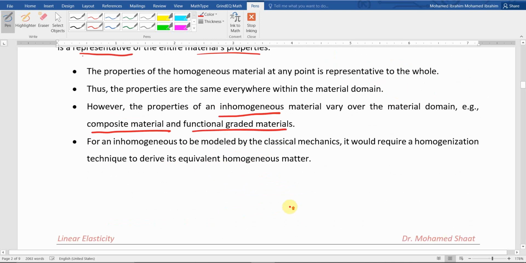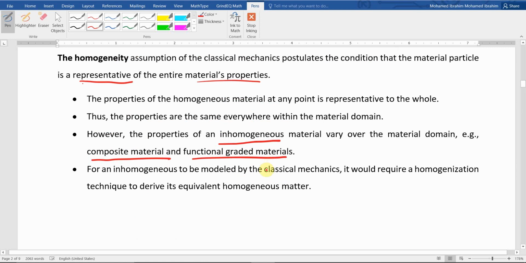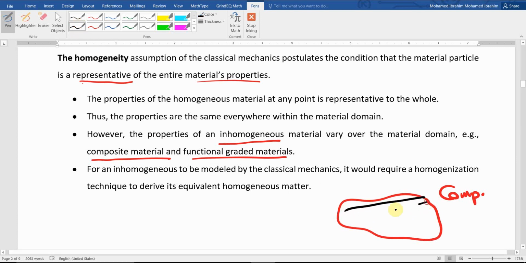Functionally graded material means that the mechanical properties change over space, from one point to another point. For example, a composite material by definition is a heterogeneous material. The simplest way of making a composite material is to build fibers inside a matrix. If you remember from the material science class, these are the reinforcing fibers, and this here is the matrix material. Intuitively, the matrix should be a different material than the fibers themselves.